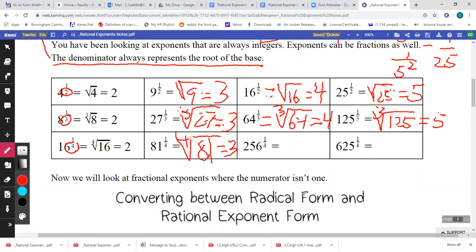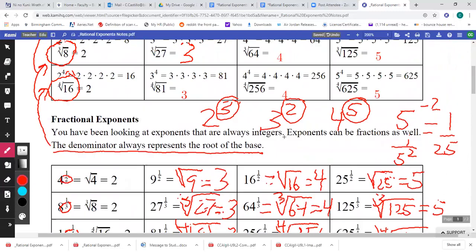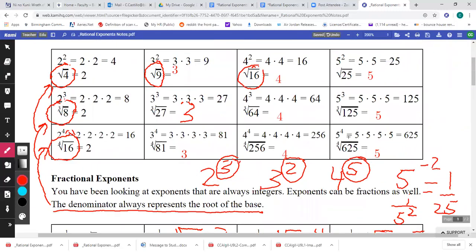256 to the 1/4. I rewrite it with the 4 here. 256. And then that would be equal to 4. And then 625 to the 1/4. That would be the 4th root of 625. And so you're asking yourself, what number multiplied by itself 4 times is 625? Well, that's 5. And if you always need something to refer to, you could go back and look at the top table where we found out what the 4th root of 625 was, right?